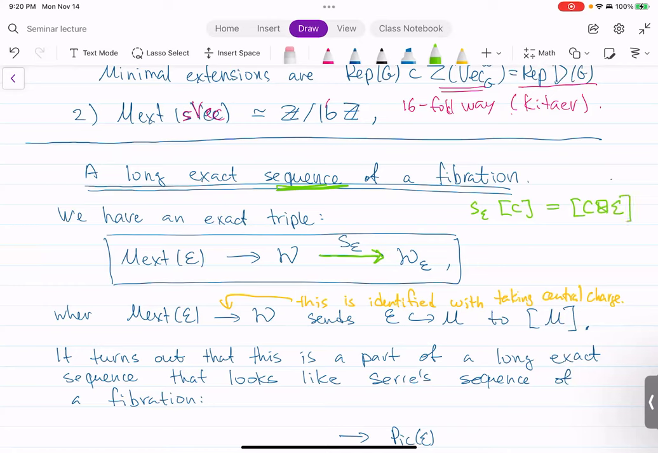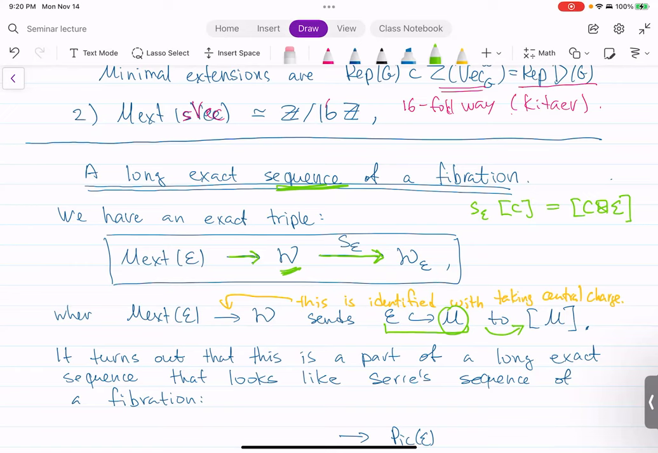Well, there is also a very natural map from the group of minimal extensions to the Witt group. Namely, a minimal extension in particular determines a non-degenerate category M. So to such a category M, we can assign its Witt class, right? So we have this map. It turns out that the image of this homomorphism is the kernel of S. So it's exact in the middle.